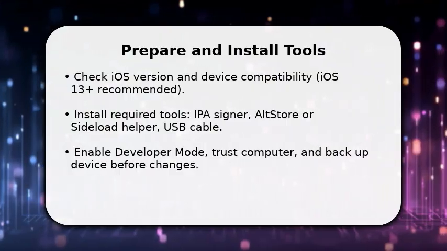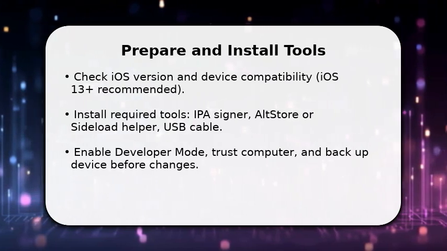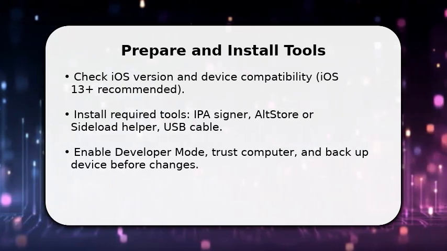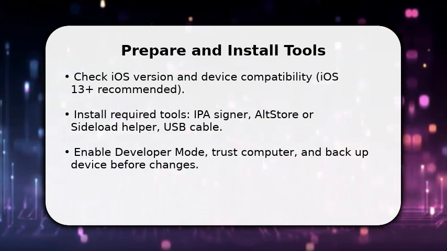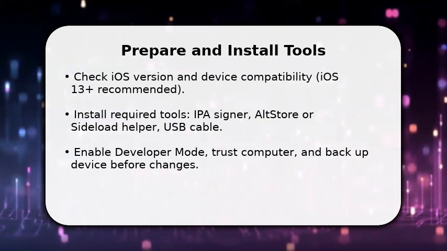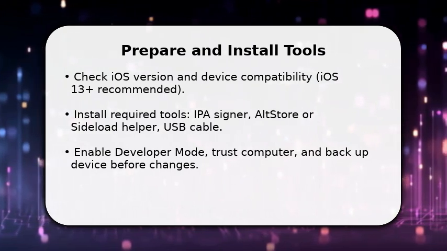You start by confirming your device and iOS version match the tool requirements. This prevents later failures. Once done, install the IPA signer and your preferred sideloading helper like AltStore. Make sure the helper is the latest build.